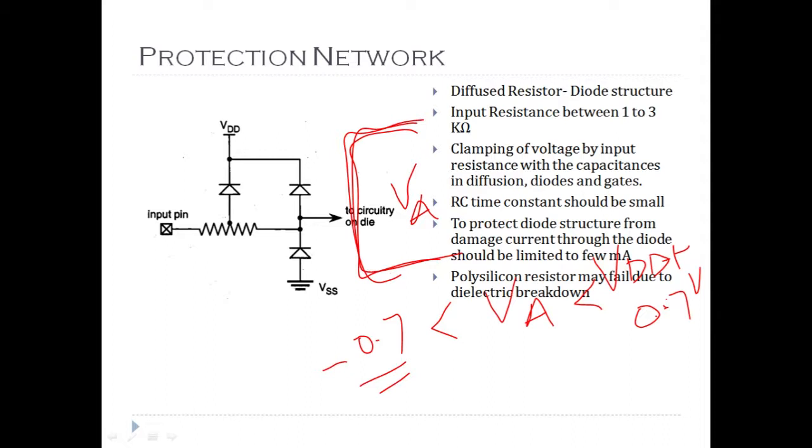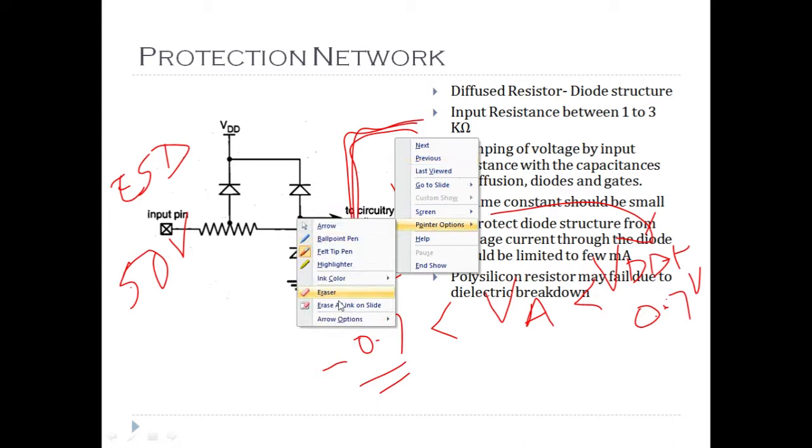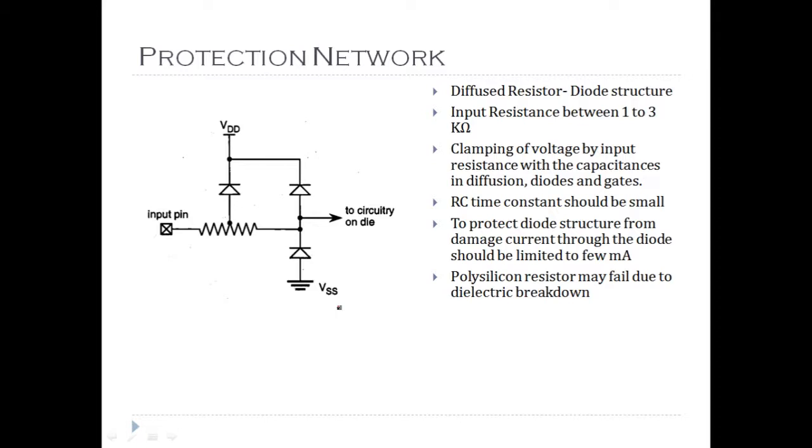So even if, because of electrostatic discharge, let's say a very large voltage is generated over here, let's consider even 50 volt is generated over here, still the maximum voltage that will reach here will always be VDD plus 0.7. So the circuit can be protected from the large voltage stress generated at the input pin. But again, here we have to consider breakdown of this diode, and we have to protect this diode from damage due to the current flowing through it. We have to limit the current to a few milliampere, because when the diode is in reverse bias, a larger current may cause permanent damage to the diode. So we have to limit the current.